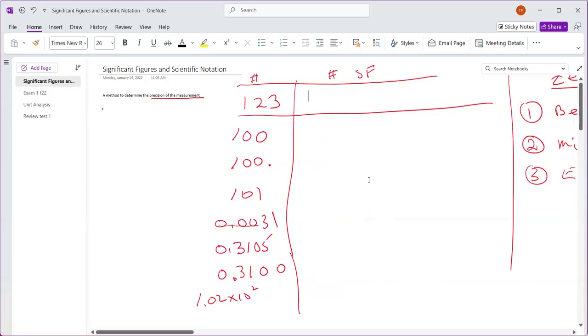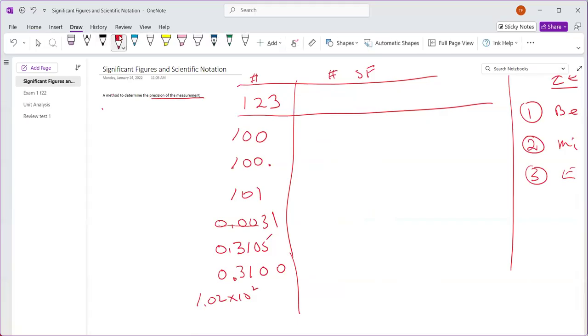All right. We're going to make up some rules for significant figures right now. Okay, so the number 123, how many sig figs is that? There's 3, as an example. Okay, anyone else? Let's go on to 100. How many sig figs is that? 1, 0, 0. We have 1, 3.